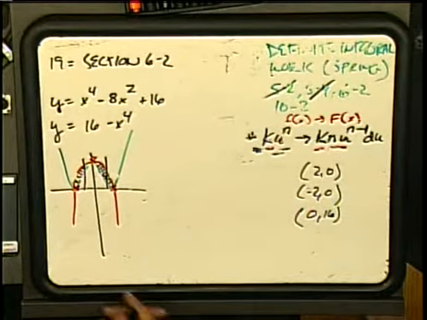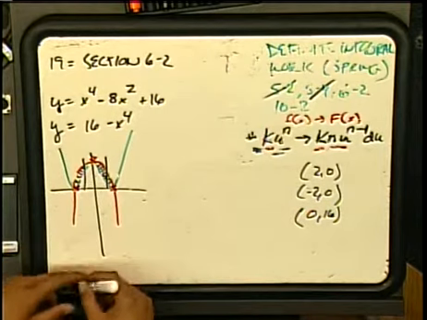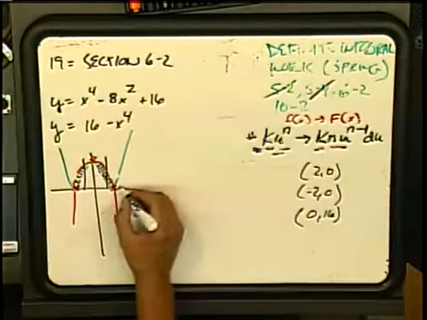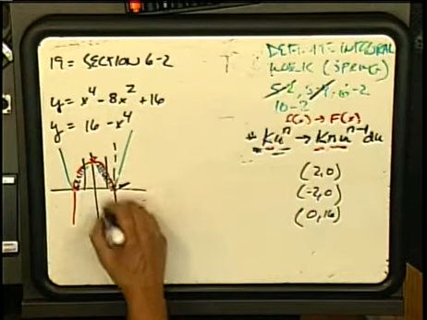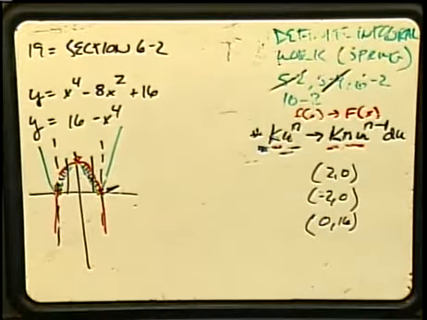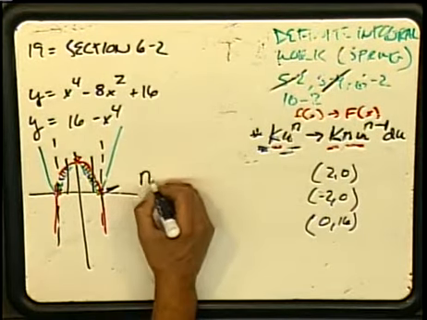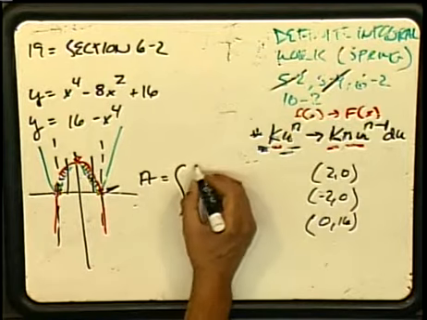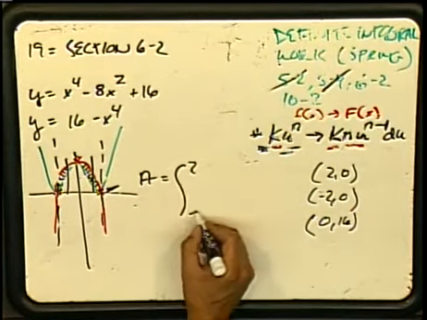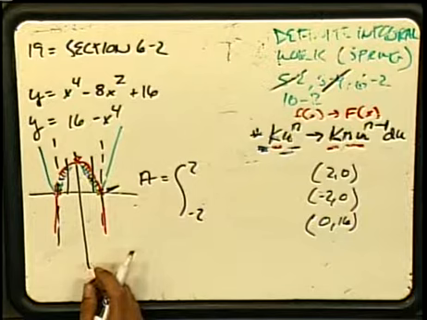Yeah, so we're doing the vertical test. We got our bounds right here. These are our boundaries. Okay. So it's 16 minus x to the 4. See that? And then area equals, from negative 2 to 2. Oh, those are the boundaries.